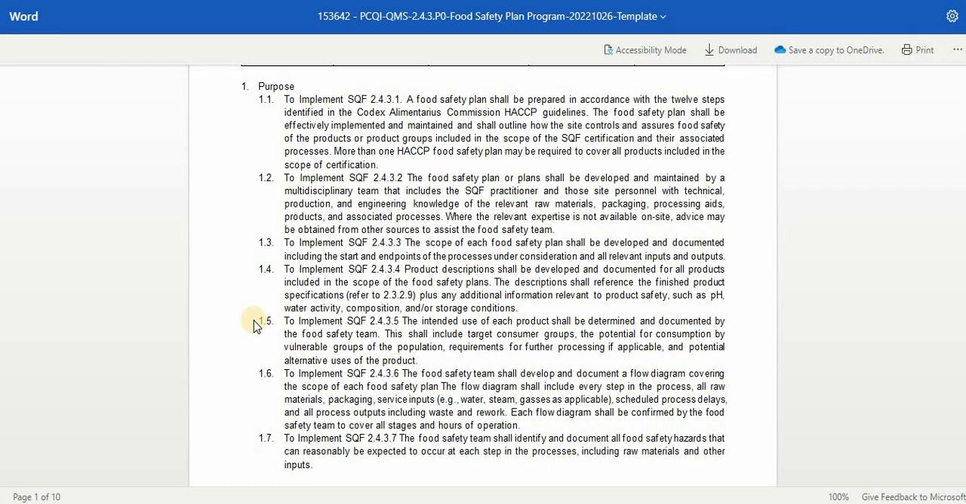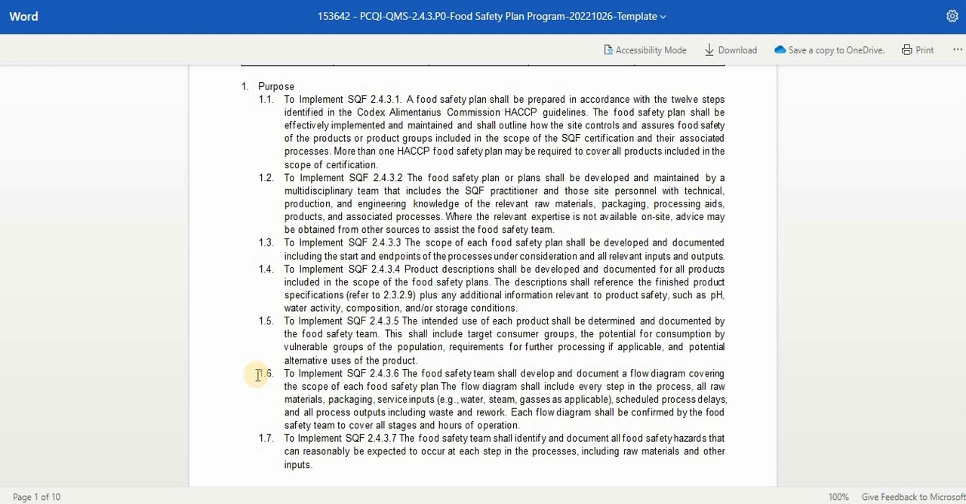Fifth, to implement SQF 2.4.3.5, the intended use of each product shall be determined and documented by the food safety team. This shall include target consumer groups, the potential for consumption by vulnerable groups of the population, requirements for further processing if applicable, and potential alternative uses of the product.